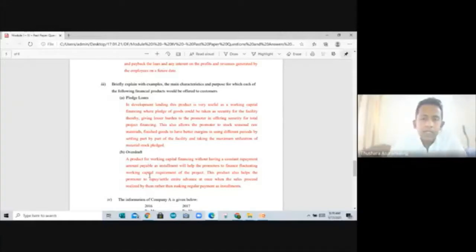In development lending, this product is very useful as working capital financing where a pledge of goods could be taken as security for the facility, thereby giving a lesser burden to the promoter in offering security for total project financing. This also allows the promoter to stock seasonal raw materials and finished goods to have better margins in different periods, by settling the facility part by part and taking maximum utilization of the material stock pledge.